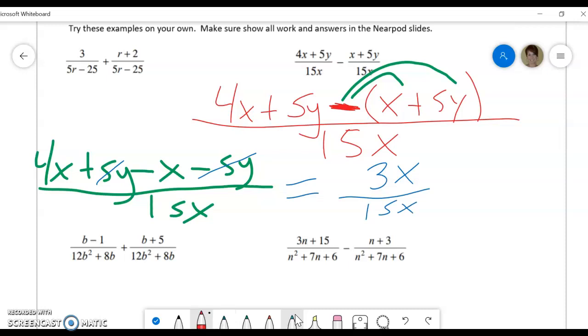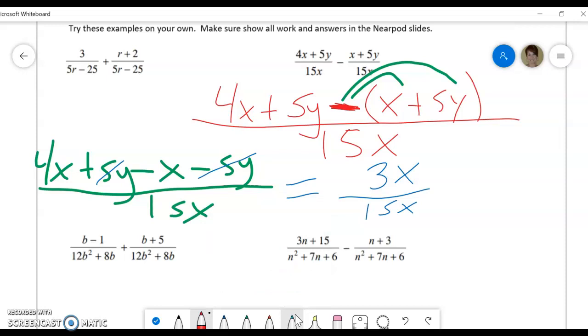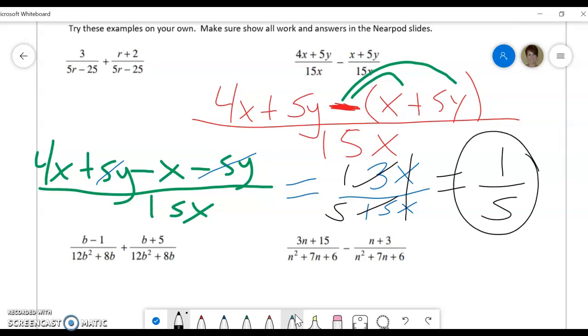Now, here comes the part where we go back to the beginning of this lesson, which is to simplify. So our x's cancel. And 3 goes into itself once, and it goes into 15 5 times. So you should have gotten a final answer of 1/5.